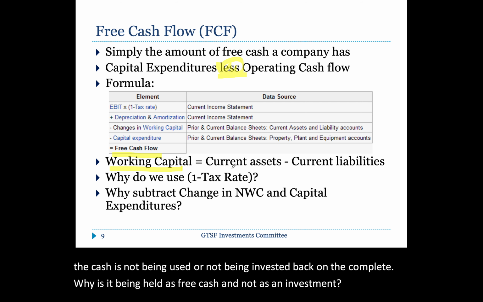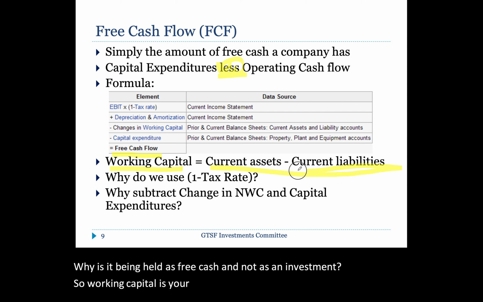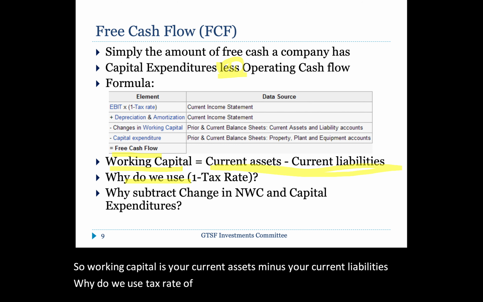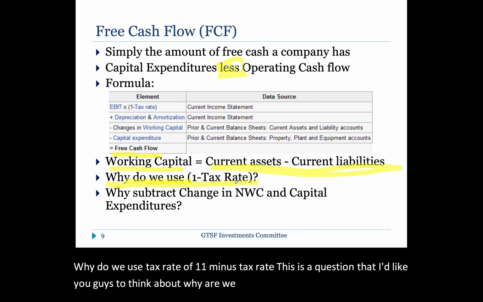So working capital is your current assets minus your current liabilities. Why do we use tax rate of 1 minus tax rate? This is a question that I'd like you guys to think about. Why are we not just using the tax rate, right?